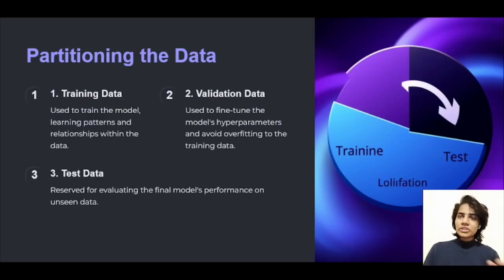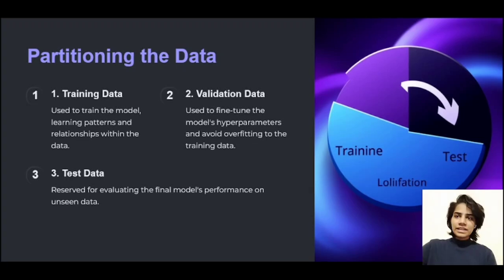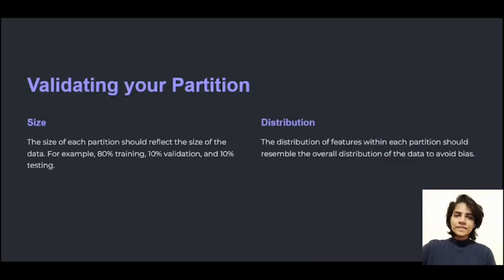So next is partitioning the data. How do we partition the data for the analysis? First is training data, used to train the model, learning patterns and relationships within the data. Next is validating data, used to fine-tune the model hyperparameters and avoid overfitting to the training data. Next is test data. So what is test data? Reserved for evaluating the final model performance on unseen data, right?